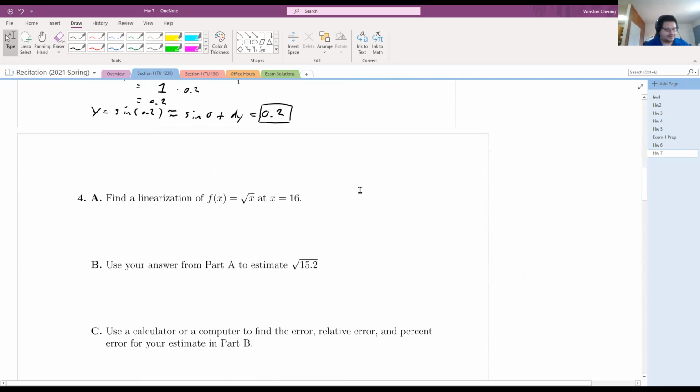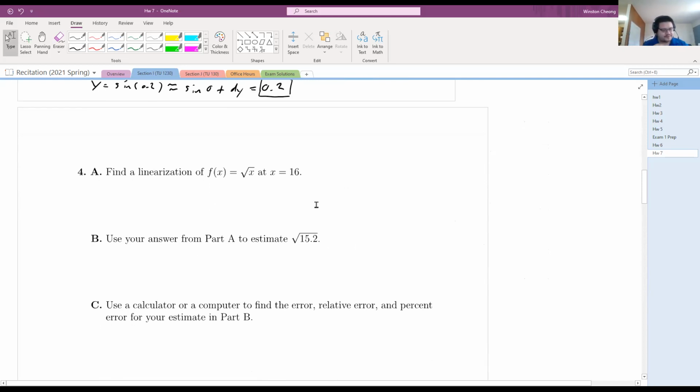Number 4. Now this number 4 is a much more typical problem. It feels very much like the type of problem you normally see on the test. So find the linearization: you're just given a function, and you're also told where to center it. And you can look ahead and see why we are centering at 16. Oh, because we're trying to calculate the square root of 15.2. So you can see this is how we're going to use the linearization afterwards.